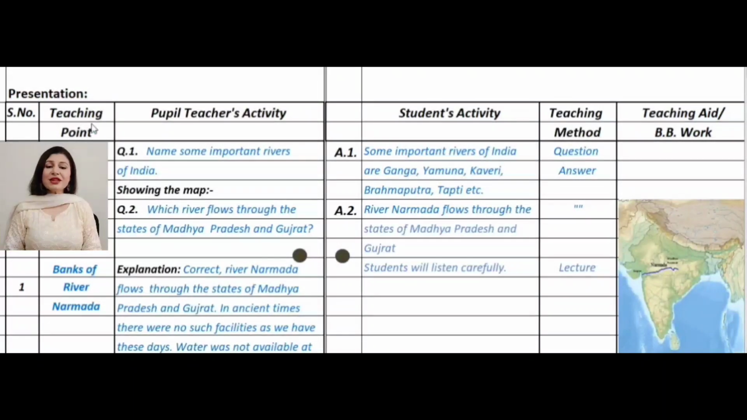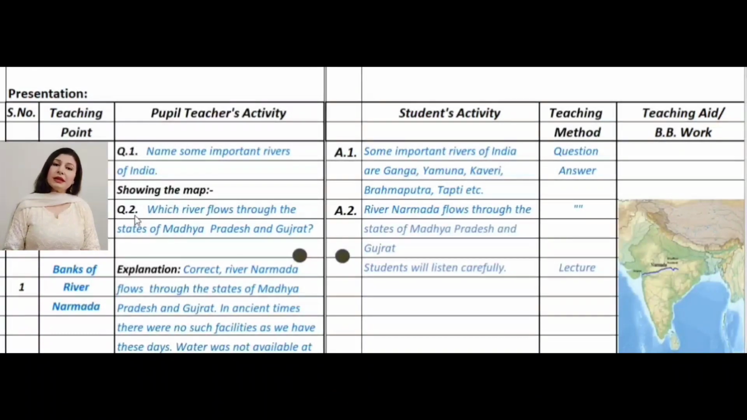Then comes the presentation part. Here we'll make 3 columns on the left punch sheet and 3 columns on the right punch sheet. So in the presentation part, we have to explain all the things which we have to teach in the class. Here we'll divide the topic early human habitats into various teaching points so that we can clarify the concept of each point easily. And before explaining each teaching point, first we'll ask 2 questions from the students.